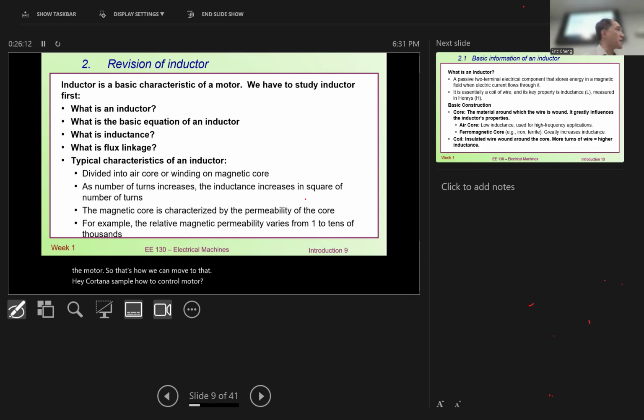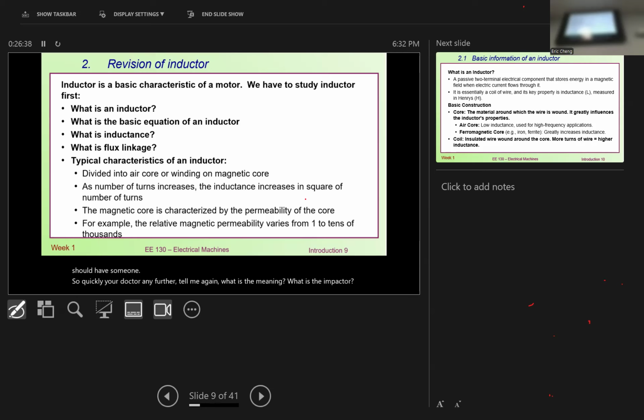So to start, to understand it, first we need some quick revision for inductor. An inductor must be a basic component for all the motor and transformer, because everything should have some winding. So firstly, inductor. Can anyone tell me again what is the meaning? What is an inductor? Called winding.